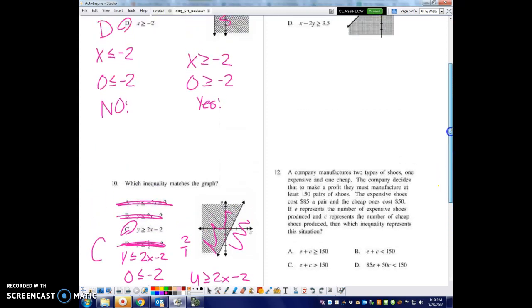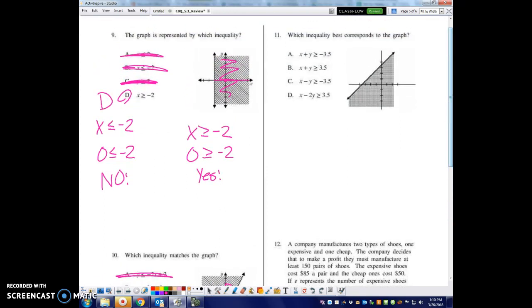All right, number 11. Which inequality best corresponds to the graph? So we're doing this again. So let's take A. When we move that x over, we have y is greater than or equal to -x minus 3.5. This is a positive slope, not a negative slope. So A is gone. Next one, we need to move this x over. So for B, we have y is greater than or equal to -x plus 3.5. Again, we have a positive slope, not a negative slope, so B is gone.